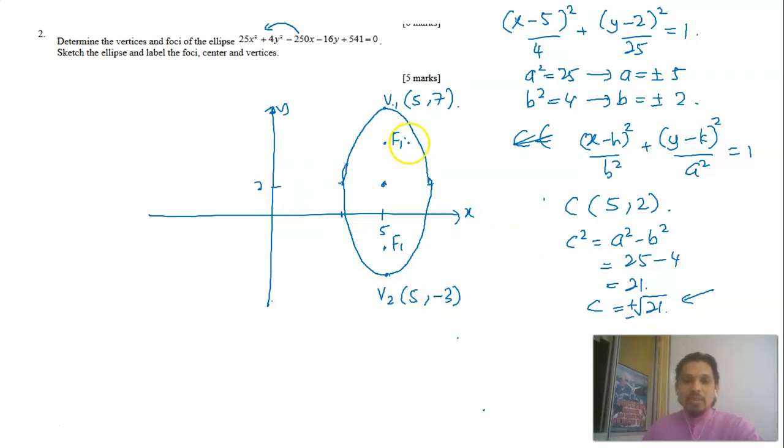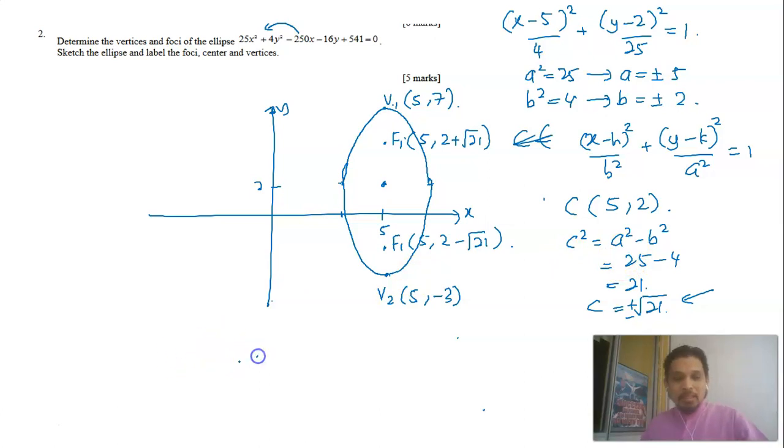And what about this one here now? F, as x is still 5, and then 2 plus square root of 21. And here now, still 5, but then this one 2 minus square root of 21. There you go.